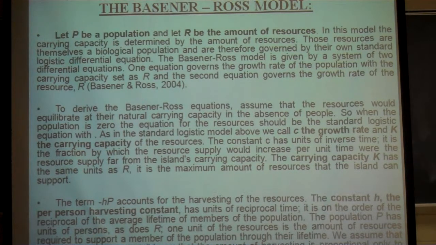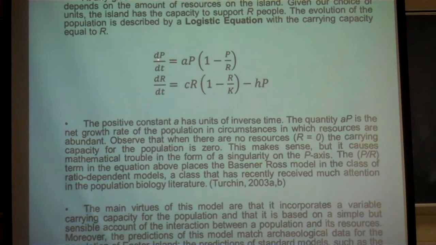They were the pioneers of this project. They were modeling extinction of population on Easter Island. They were only considering the population of people. So dP/dt is the growth rate of people, and dR/dt the growth rate of the resources. They only had two variables, people and resources. That's how the model started. A is the growth rate of humans, C is the growth rate of the resources, and H is going to be the harvesting rate. Those are the three vital factors that we need to consider when we consider population versus resources.